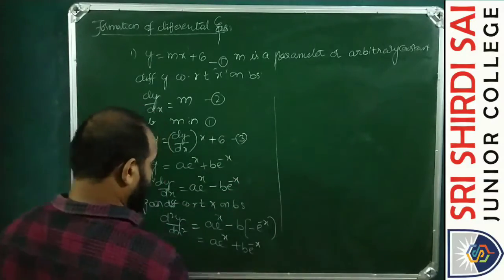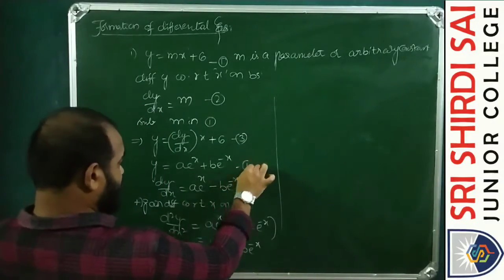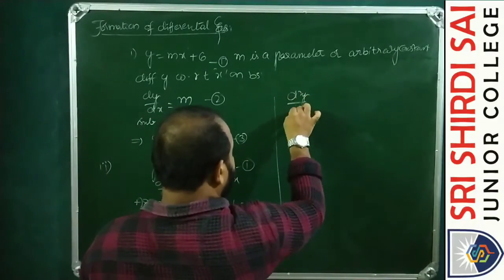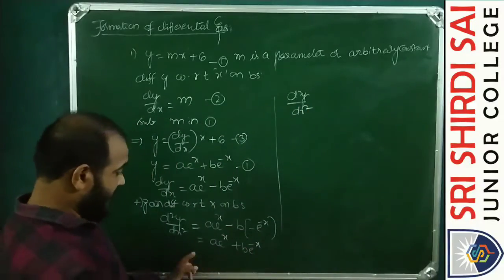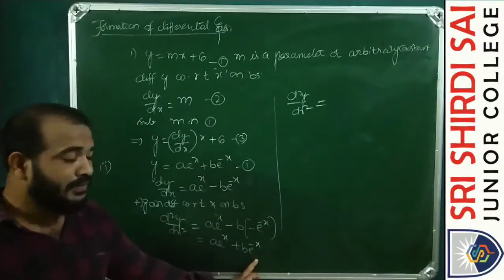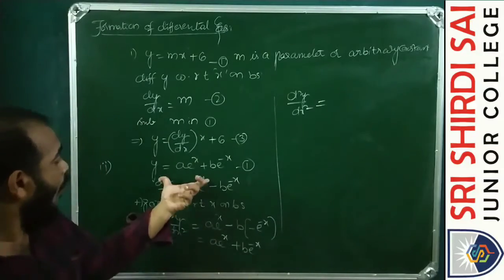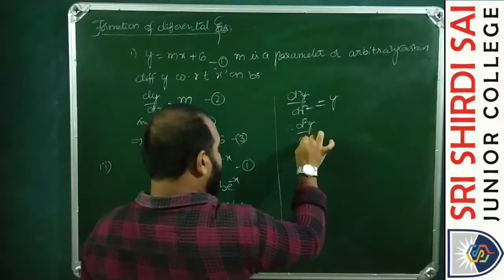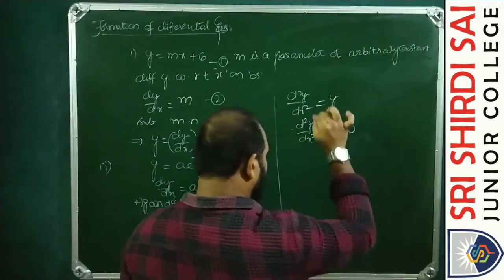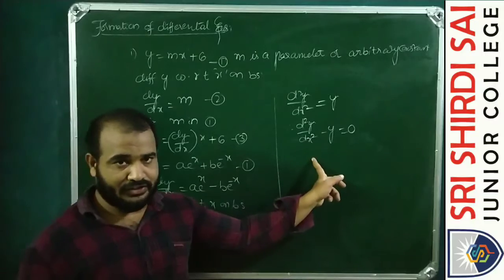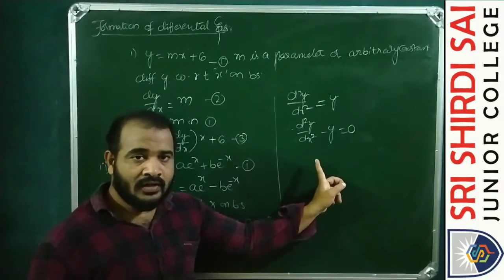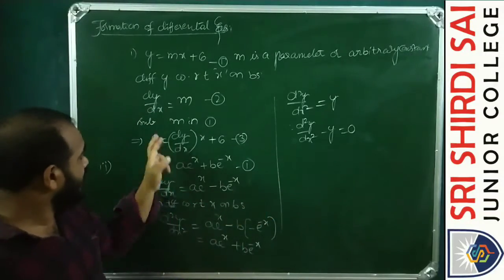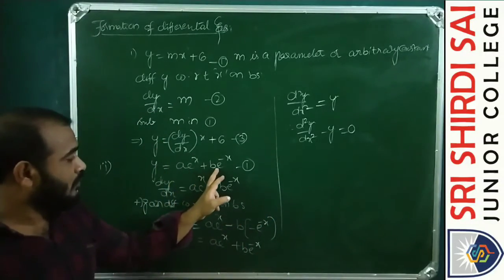Therefore, this is the first equation, and therefore d square y by dx square equals, what is this a e power x plus b e power minus x? This is y. Therefore, d square y by dx square minus y equals 0. Therefore, this is the differential equation of the family of all curves following y equals a e power x plus b e power minus x.